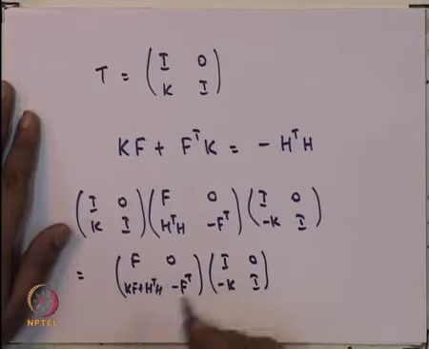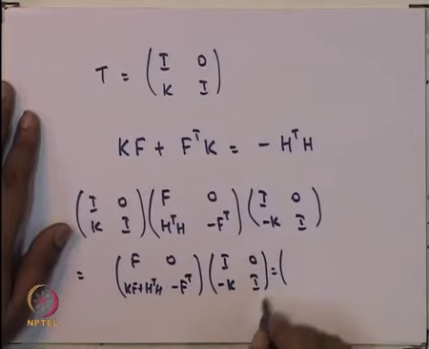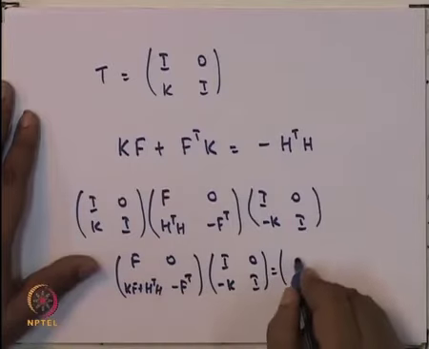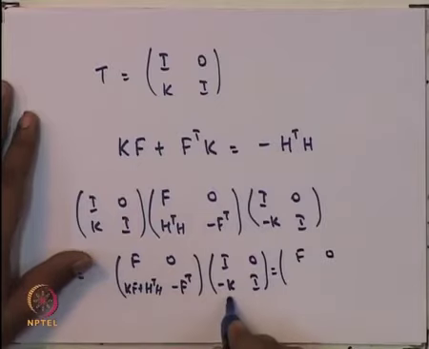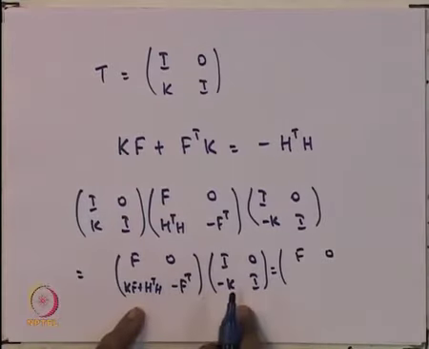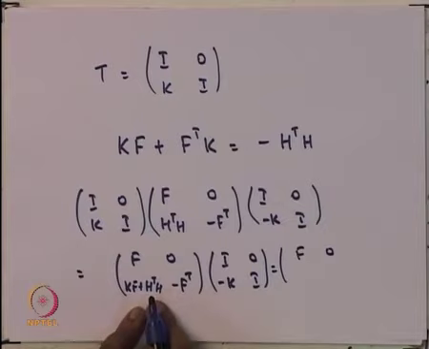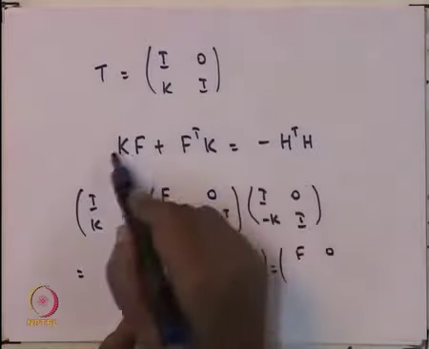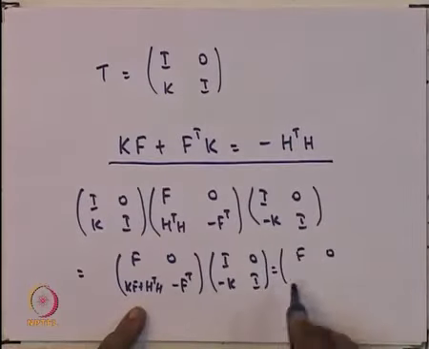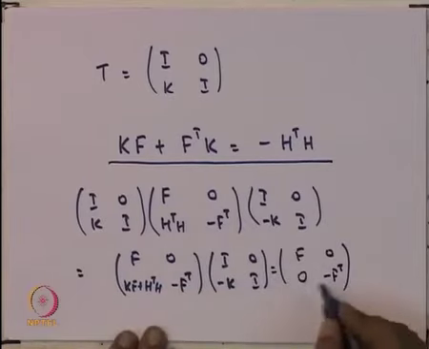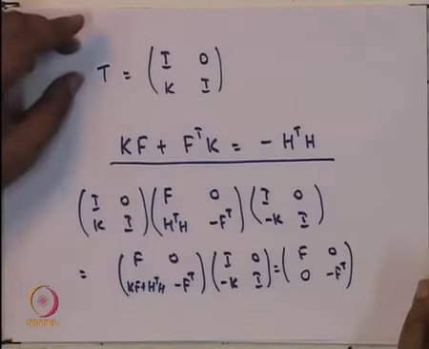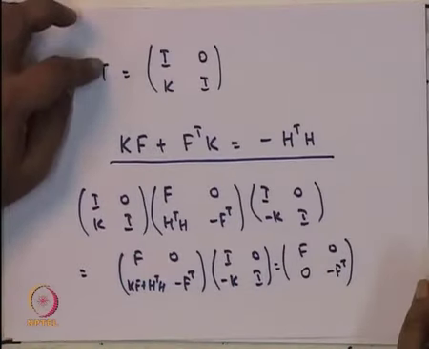Okay, so, when you multiply this, you get F 0, and then you have this thing multiplying this thing. Now, if you see, what happens is you have K F plus H transpose H plus F transpose K, but that is essentially this Lyapunov equation. So, you get a 0, and then the last one gives you minus F transpose. So, we have effectively managed to diagonalize that matrix by using a similarity transform T.